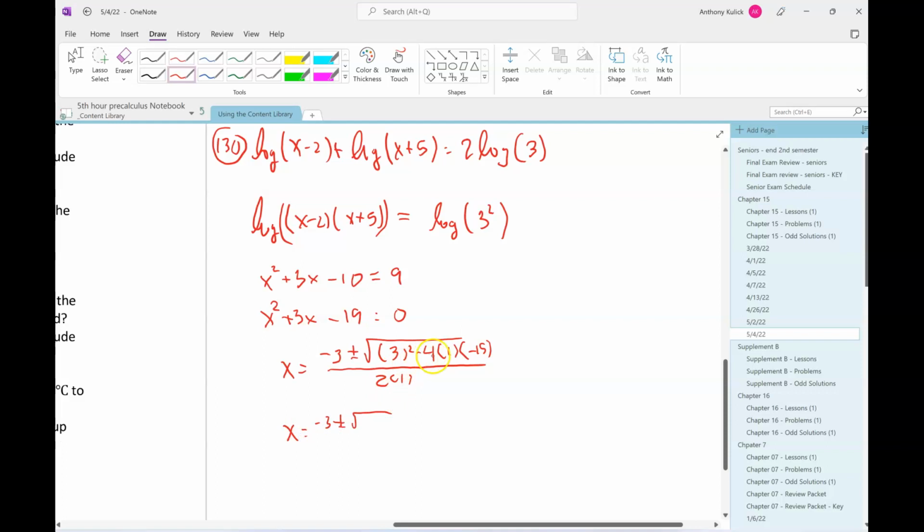Okay, so 3 minus 4 times 1 times negative 19 is going to be 9 plus 76. So that's going to be the square root of 85.